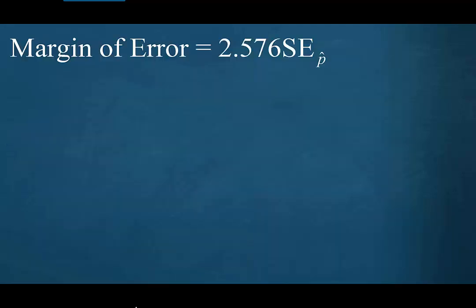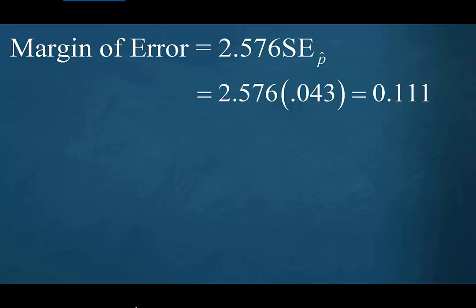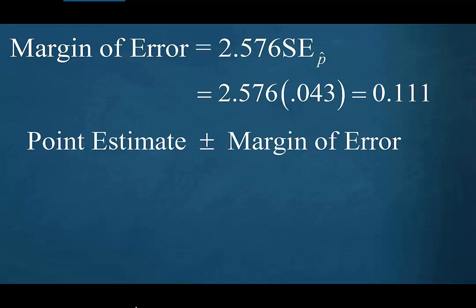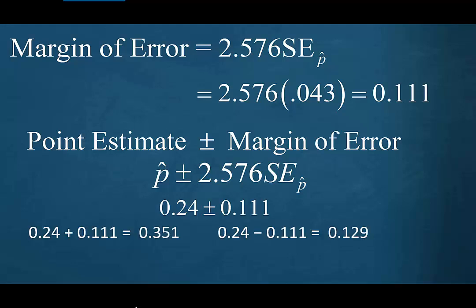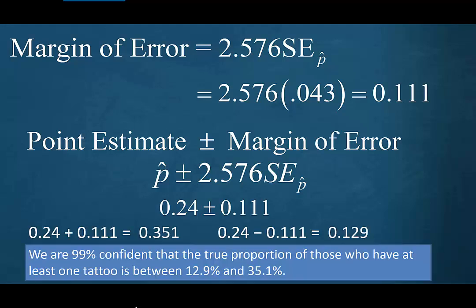So back to our tattoo example, we would say the margin of error is 2.576 times the standard error. This will give us 0.111. So again, it's p hat plus or minus 2.576 times the standard error, which is 0.24 plus or minus 0.111. We crunch this out, and we get our interval between 0.129 and 0.351. So again, we are 99% confident the true proportion of those who have at least one tattoo is between 12.9% and 35.1%. So notice that in order to be more confident, our interval widened.